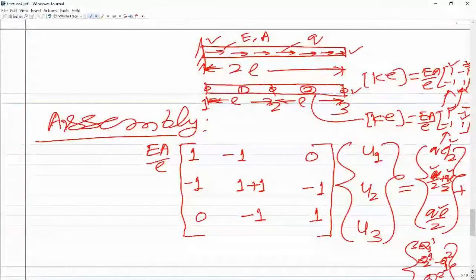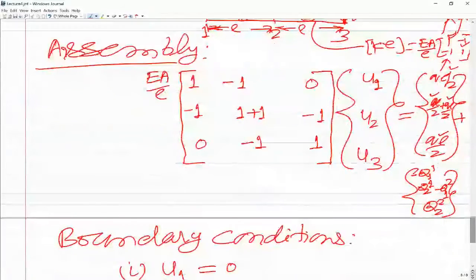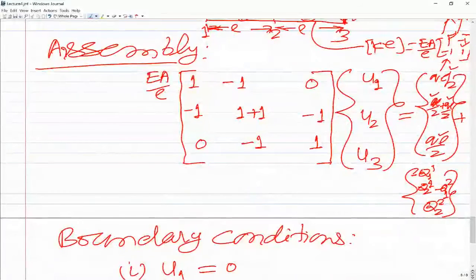So q22, which is the force at node 3, is 0 because there is no externally applied concentrated force at this node. Now u1 is already known to be 0, u2 and u3 are unknown in this case, and q22 is actually 0. Now what about this q21 minus q12?